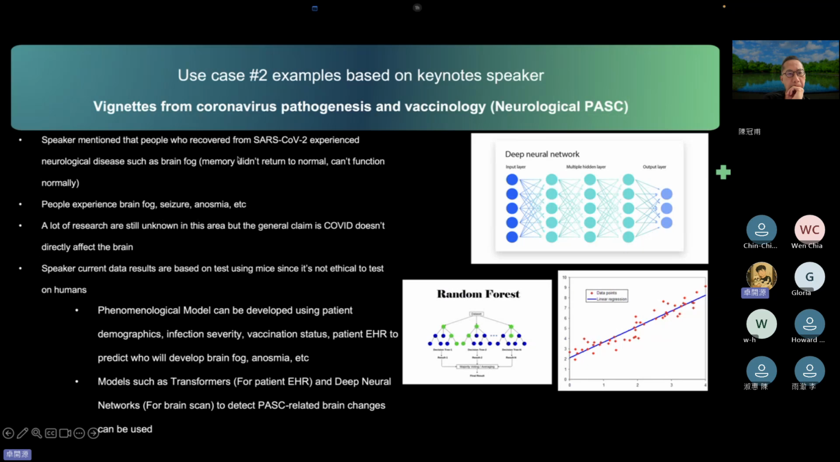The speaker also mentioned that people who recovered from COVID also experience neurological diseases such as those I mentioned earlier. So it's definitely worth a try to use neural networks or random forests or even simple linear or logistic regressions to predict and see the data patterns of why these specific patients or these specific populations didn't recover from this neurological disease.